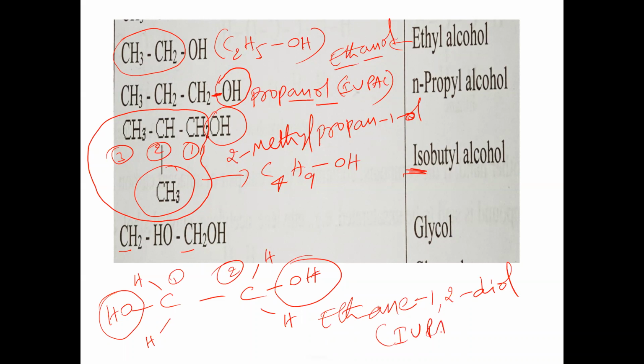IUPAC name of what? This compound. And what is the common name? You see, the common name given is glycol. So glycol is the common name, otherwise the trivial name. So the common name is glycol for this, and the IUPAC name is ethane-1,2-diol. Is the concept clear? So glycol is the common name, and the IUPAC name is what? Ethane-1,2-diol. Is the concept clear? Yeah.